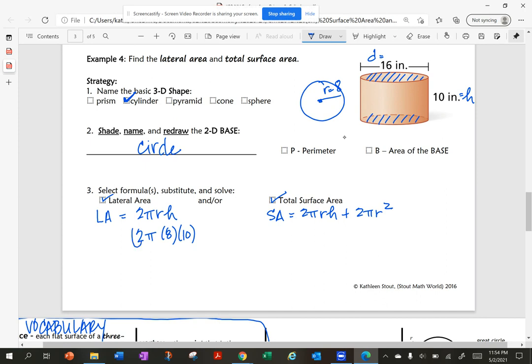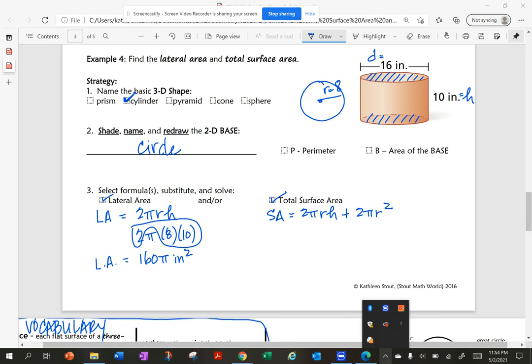So first I'm going to write my answer that's exact, and I call that in terms of pi. So I'm going to multiply 2 times 8 times 10. So my lateral area exactly is going to be 160 pi inches squared. And then I am going to approximate it or round it, which is going to be 502.7 inches squared when I multiply pi out.